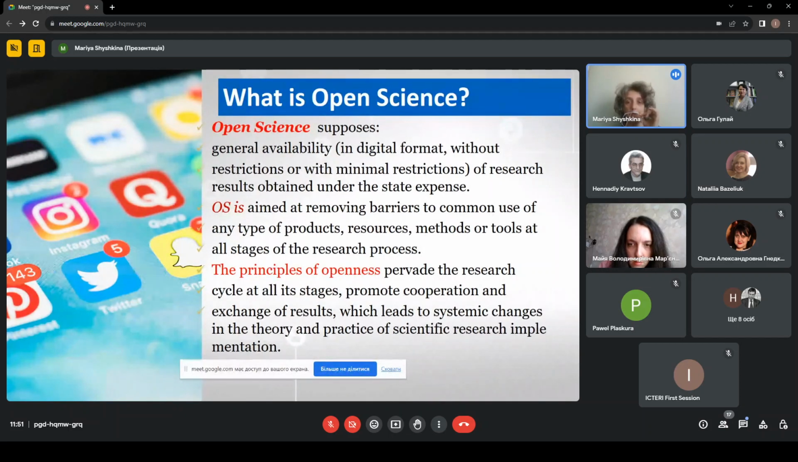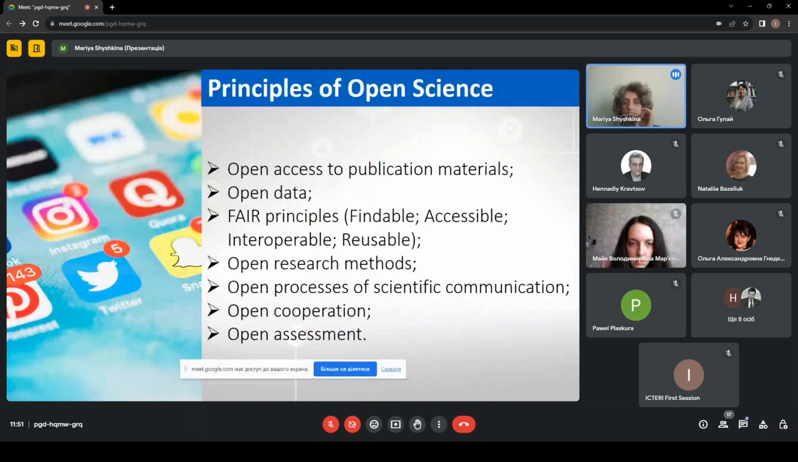But we would like to consider open science practices from the point of view of tools and resources of this activity, because these principles of openness pervade the research cycle in all its stages, promote cooperation and exchange of results, which lead to systematic changes in the theory and practice of scientific research. I'm trying to be short, so I may not say everything which you may consider.